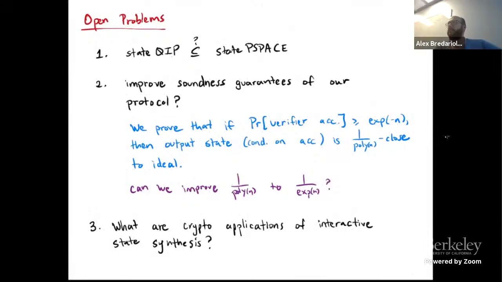So, Henry, can I ask a question? Mm-hmm. So it seems that, okay, this protocol only works when you have a pure state, right? So can you say something about mixed states? Oh yeah, that's a great question. I don't know. I thought about it, maybe you can try to construct a purification, but it's not clear.